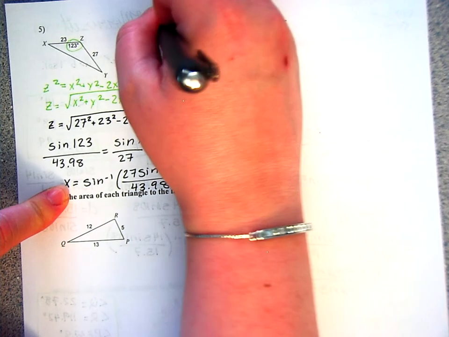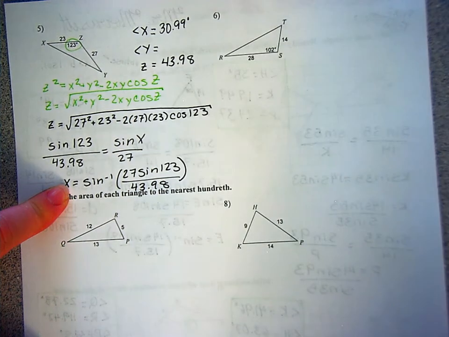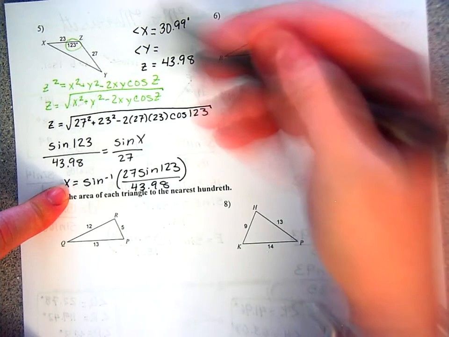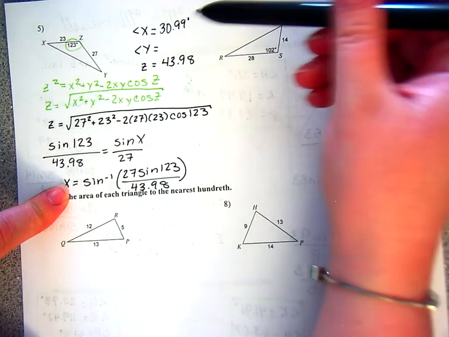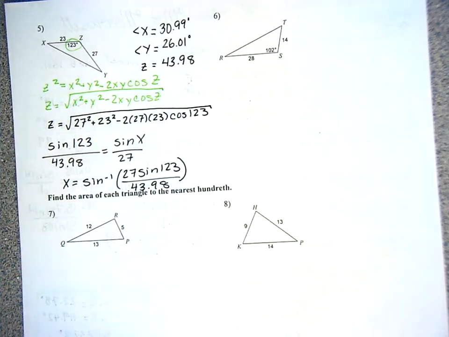Now I have two angles. To find the third angle, I subtract from 180. So 180 minus 123 minus 30.99 gives me 26.01 degrees. I now know all three sides and all three angles, so my triangle is solved.